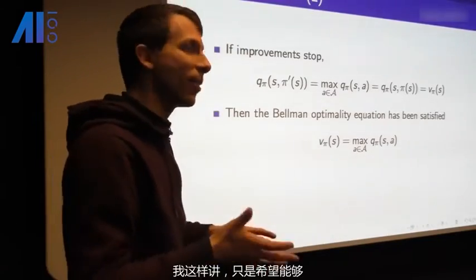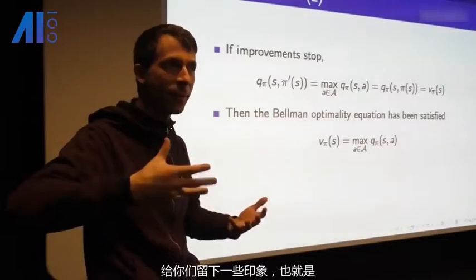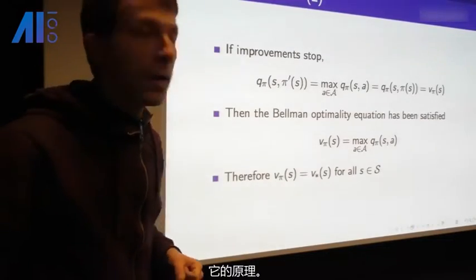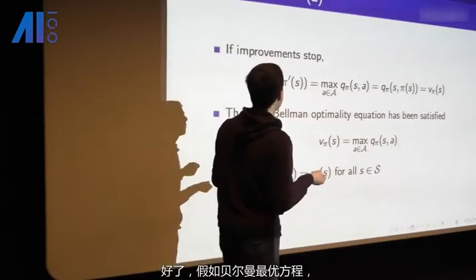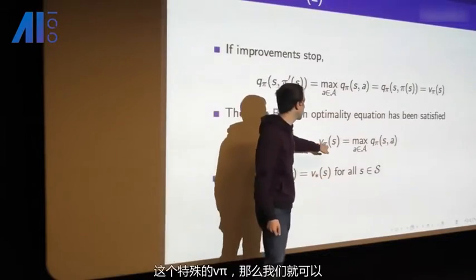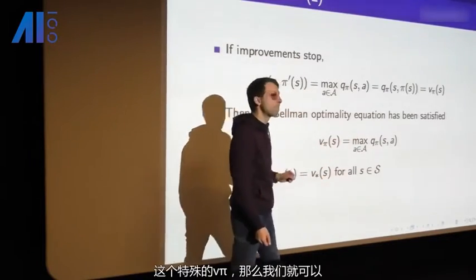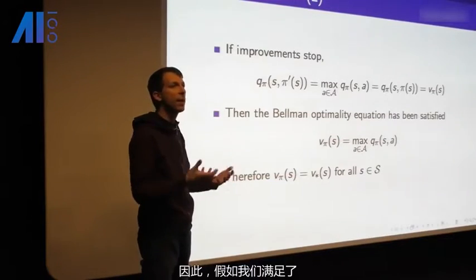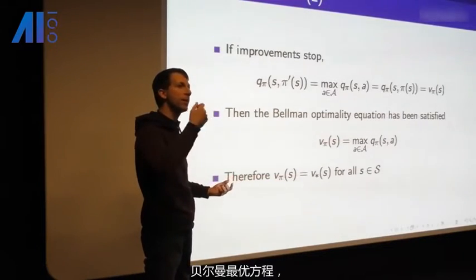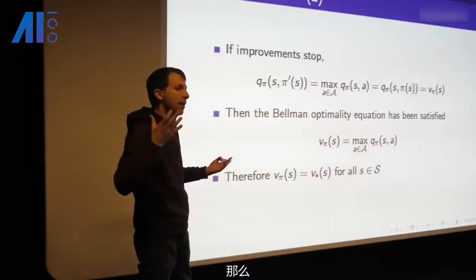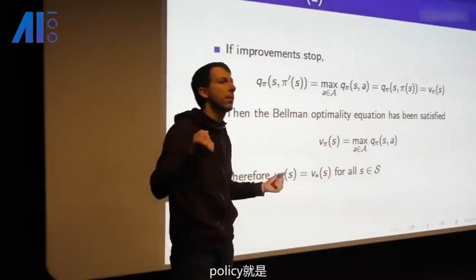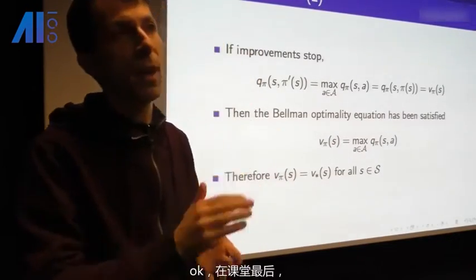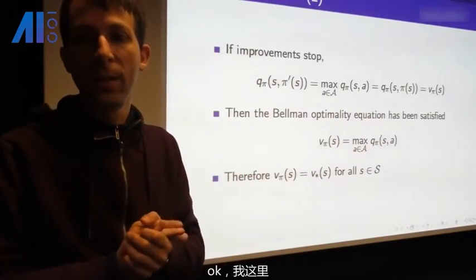I know some of this you might need to look at afterwards, but I'm just trying to give you some flavour of how this argument works. If the Bellman optimality equation is satisfied for this particular v pi, that tells us that pi must be the optimal policy. If we've satisfied the Bellman optimality equation, that's the definition of an optimal policy. Anything which satisfies the Bellman optimality equation is optimal. Okay, and we'll see some argument for that at the end of the class as well.